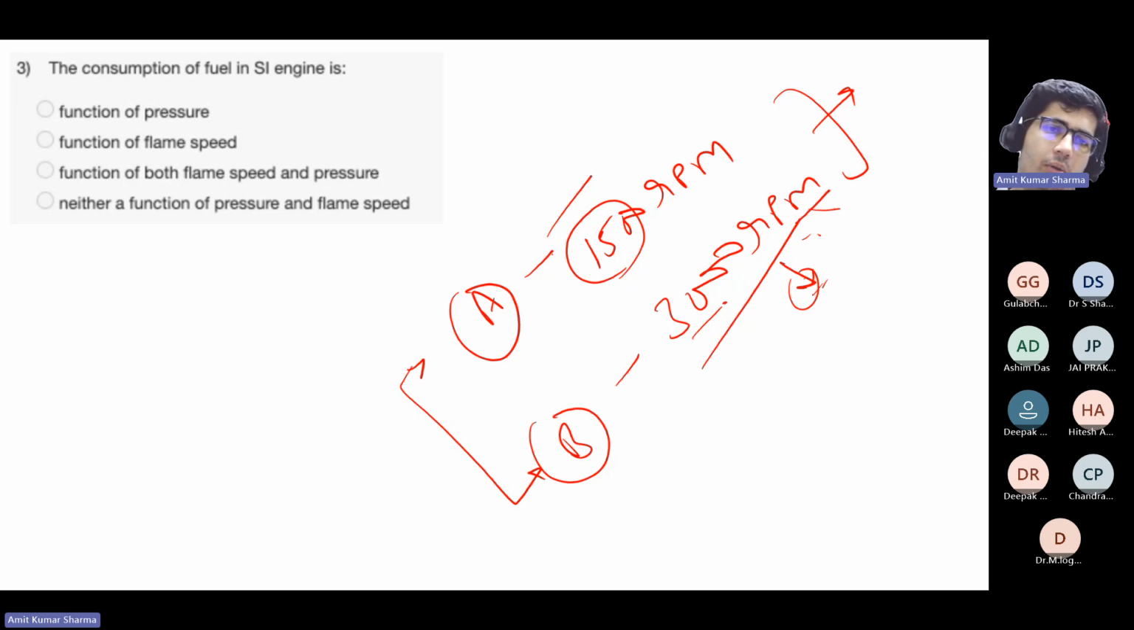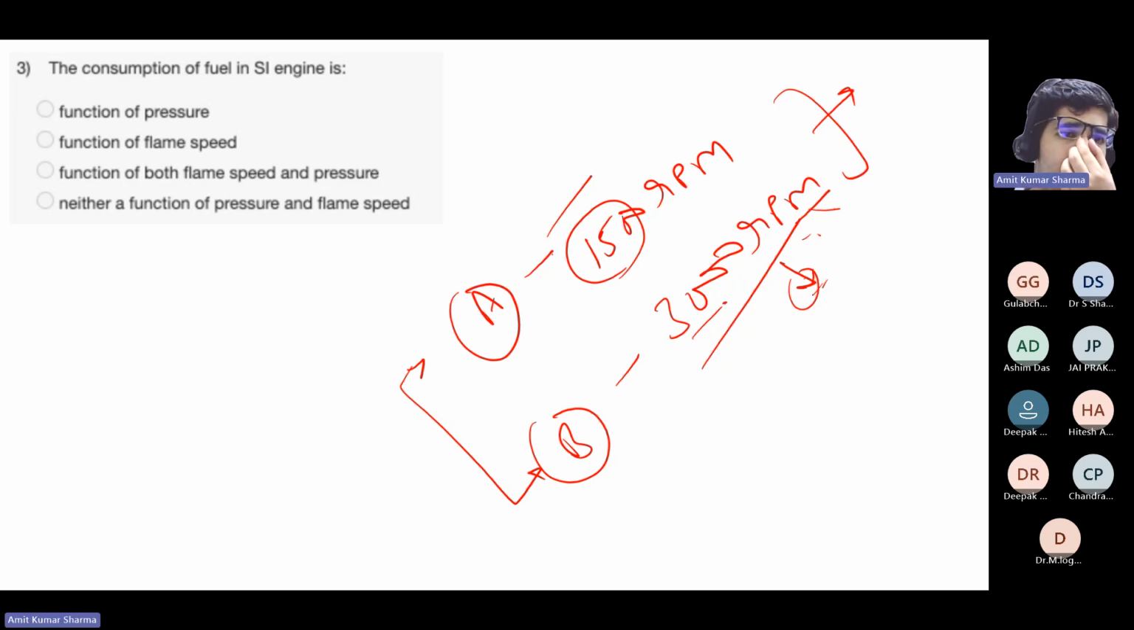Okay. So we are having two scenarios, option A and B. In A we have 1500 RPM and then 3000 RPM, so basically we are increasing the RPM. It means that in a particular time frame there will be more inlet strokes, or more times the fuel inlet will happen. More power strokes will be there, which means more power output. Okay, the consumption will increase.